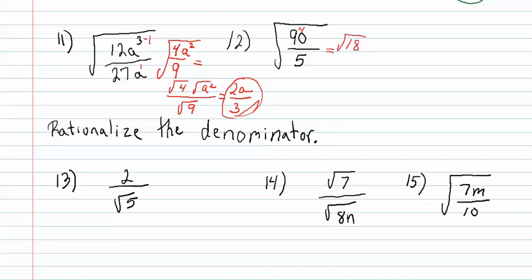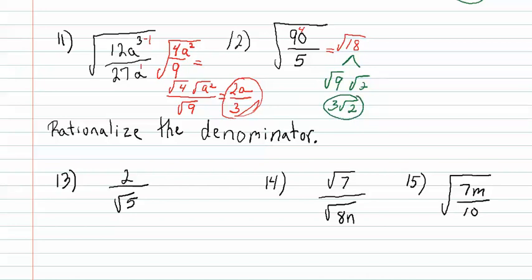Do you see that there's a perfect square within 18? Hopefully you're kind of seeing what we're doing now. Square root of 9, square root of 2. Simplify that as 3 square root of 2. And that is number 12.